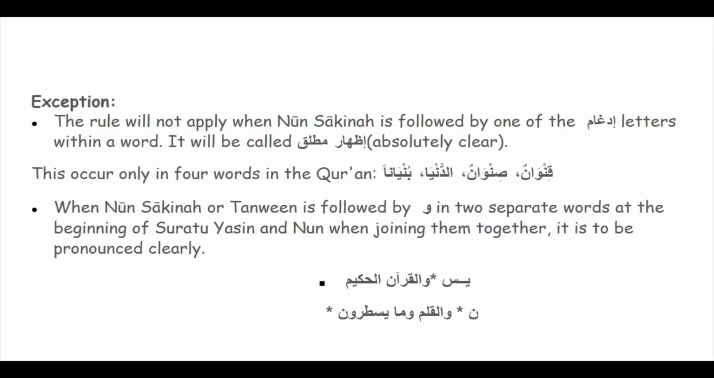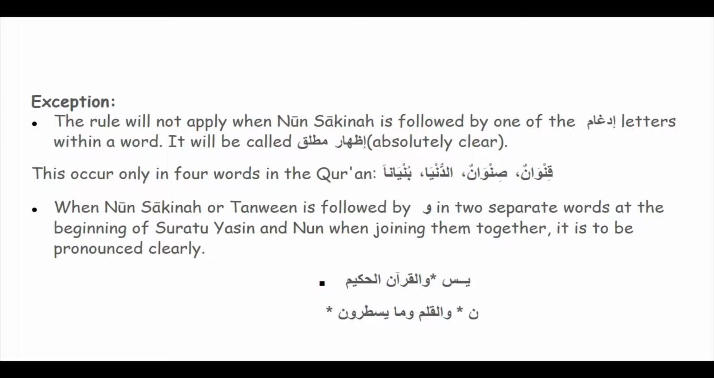It is found within a word. It will be izhar mutlaq, absolutely clear. We'll be pronouncing the nun sakina out clearly and absolutely: qinwan, sinwan, ad-dunya, bunya, and we only have this found in 4 words in the Quran.